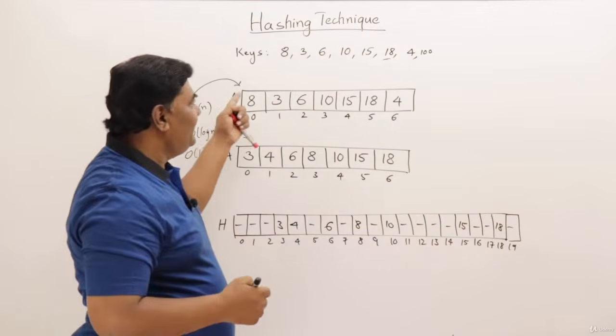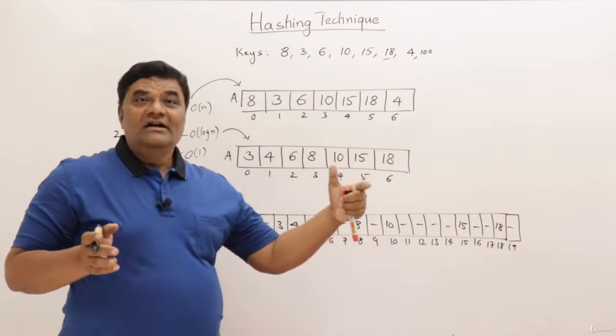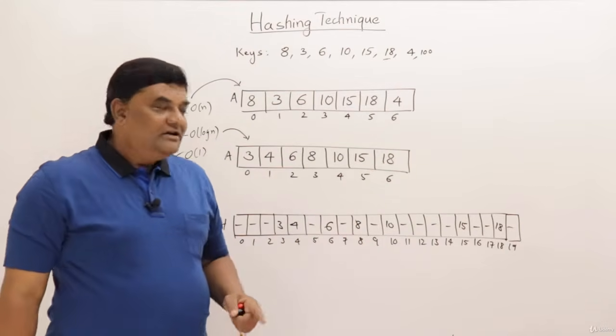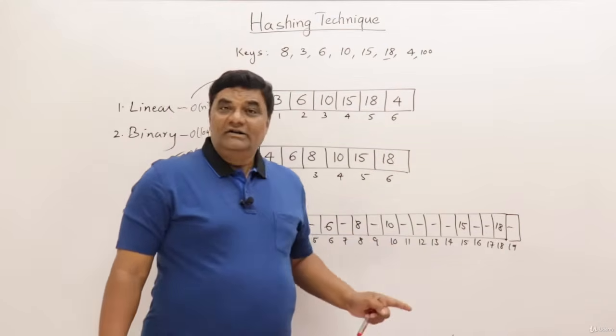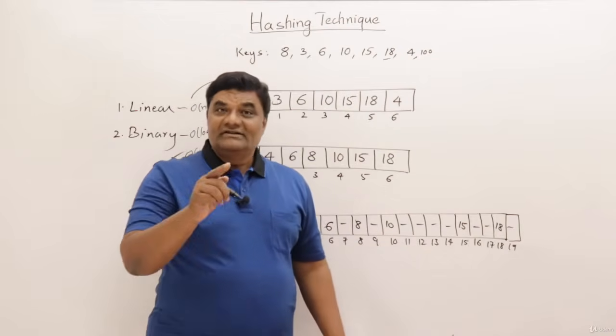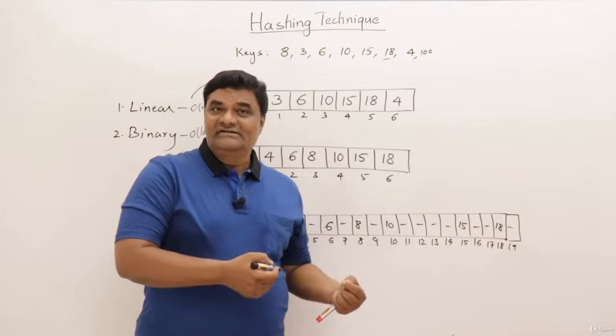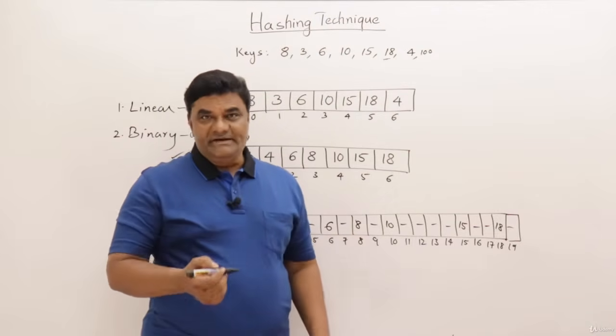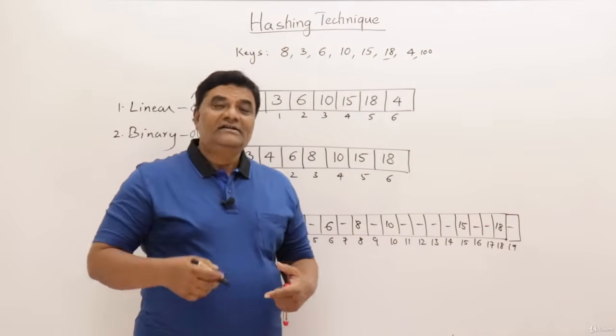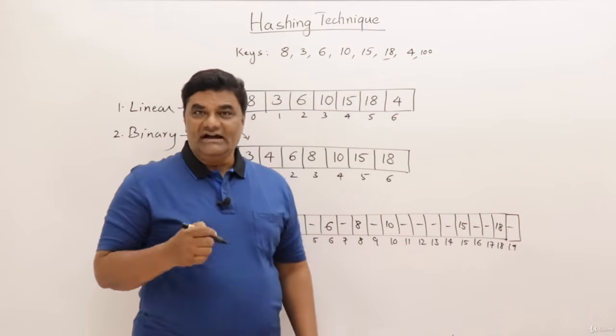So though I have only 8 elements, then I may be having 100 spaces. So a lot of space is required and a lot of space is wasted. So this is the drawback. So we have to do something to reduce this huge consumption of space. So for that, let us start studying about hashing.